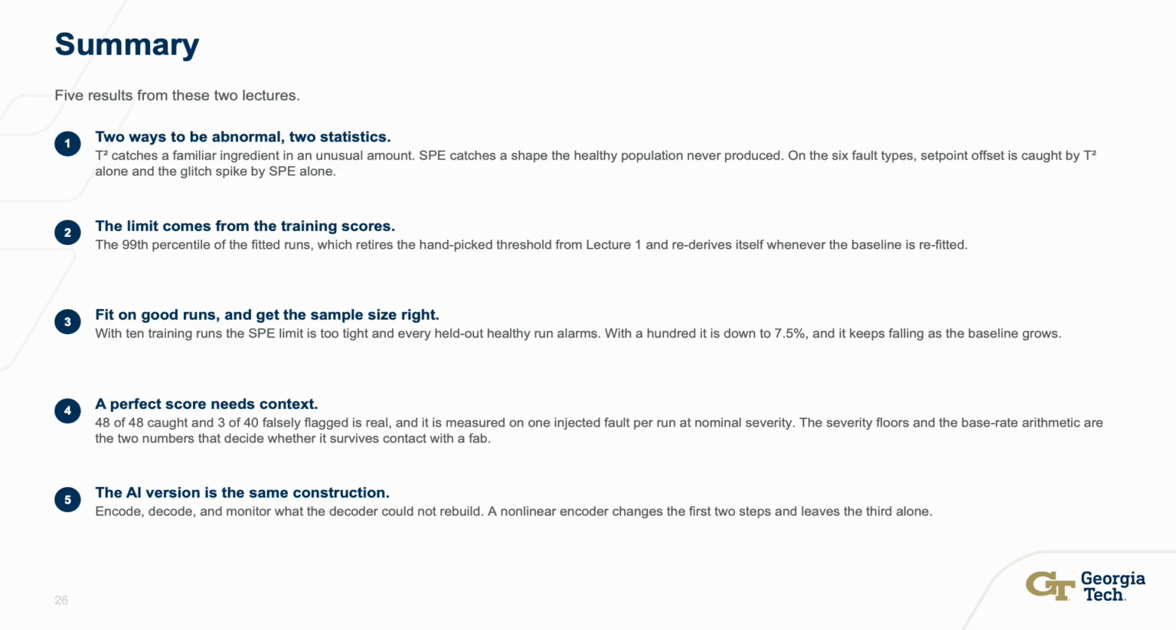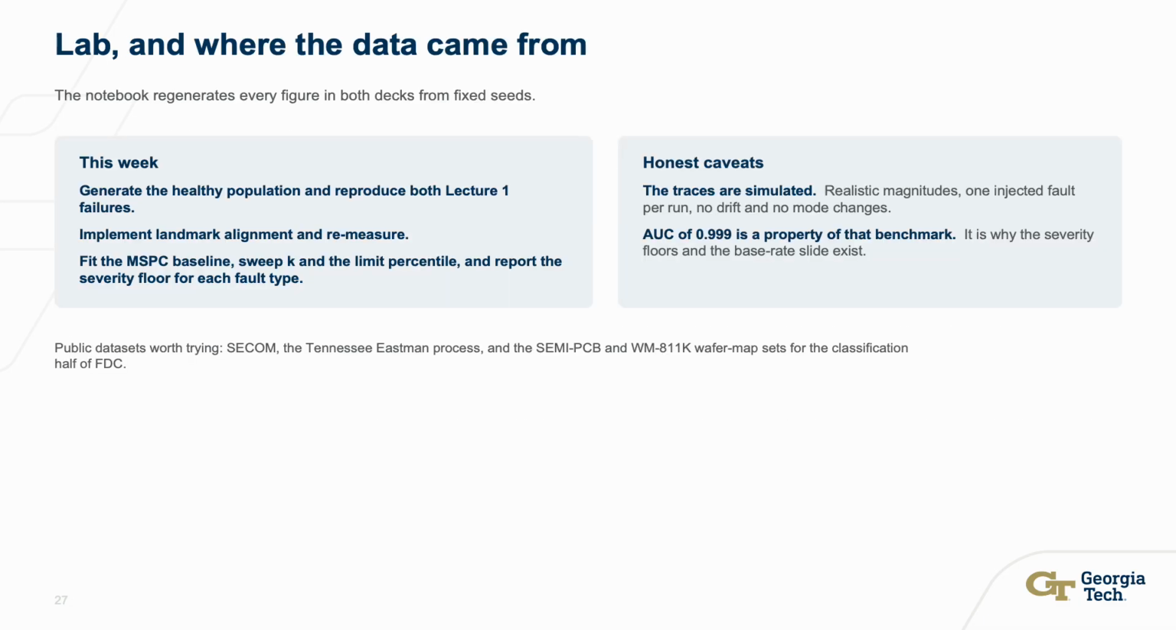Four: a perfect detection rate needs context. 48 of 48 caught with 3 of 40 falsely flagged is a real measurement on its benchmark at nominal severity, with a clean baseline. The severity floor and the base rate arithmetic are the two things that decide whether it survives contact with a fab. Five: the AI version is the same construction. Encode, decode, and monitor the decoder could not rebuild. A nonlinear encoder changes the first two steps and leaves the third one alone, which is why the habits from these two lectures transfer directly.